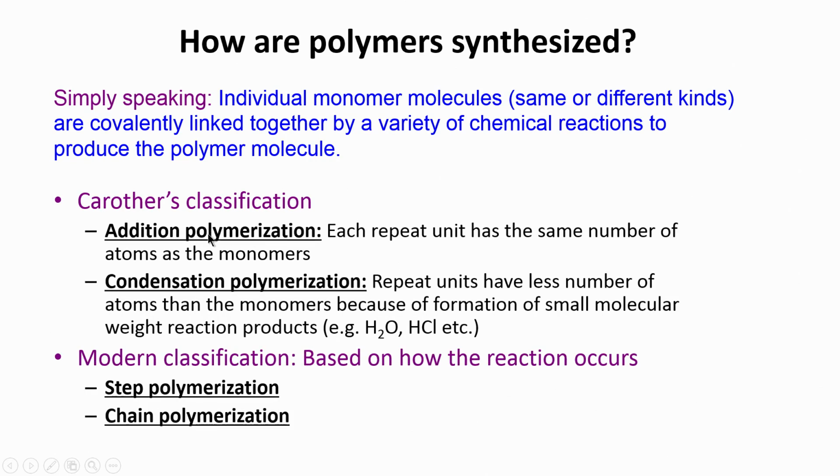As I said, Carothers is a very traditional classification, and the modern classification is based on how the reaction occurs. In this way it is again subdivided into two classifications: one is step polymerization and another is chain polymerization. We are going to talk about both of them as we go along in these slides.